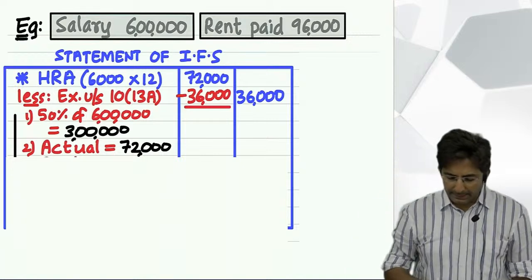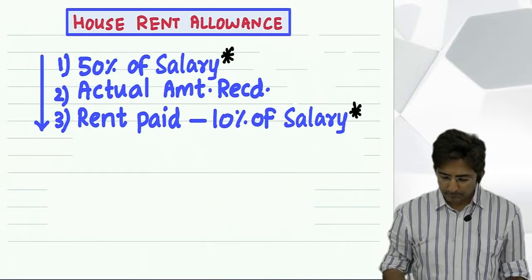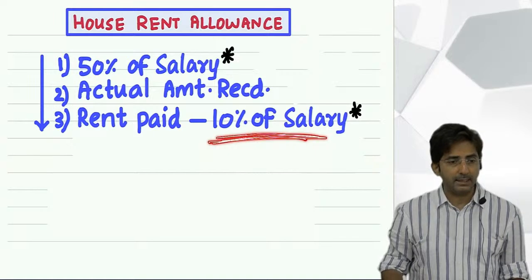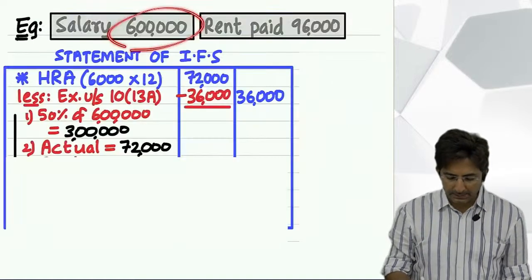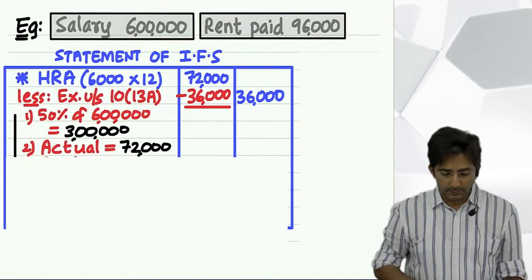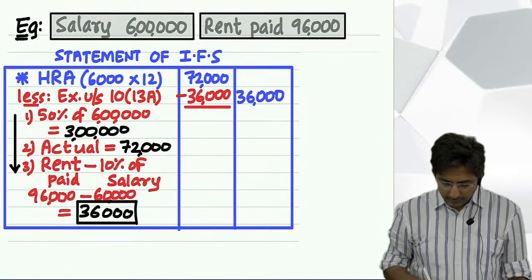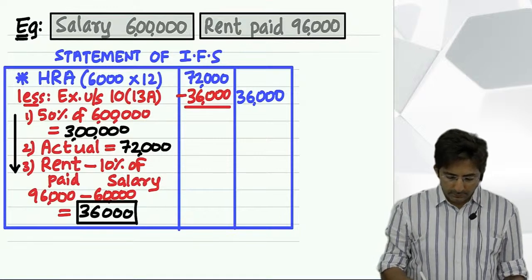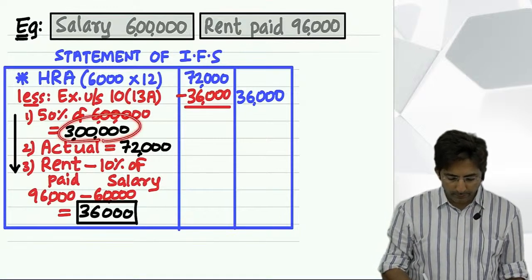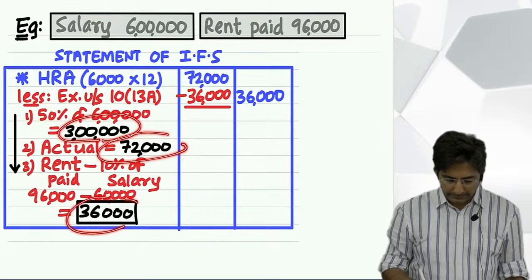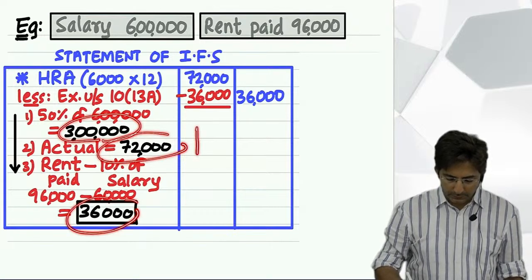So rent paid 96,000 minus 10% of salary. His salary is almost 6 lakhs. 10% of that comes to 60,000. So accordingly, this comes to 36,000. Now see these three figures: 1, 2, 3. Out of the 3, we have to select whichever is lower. So what is lower?